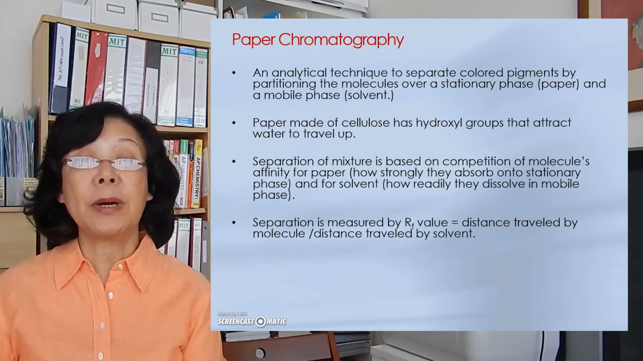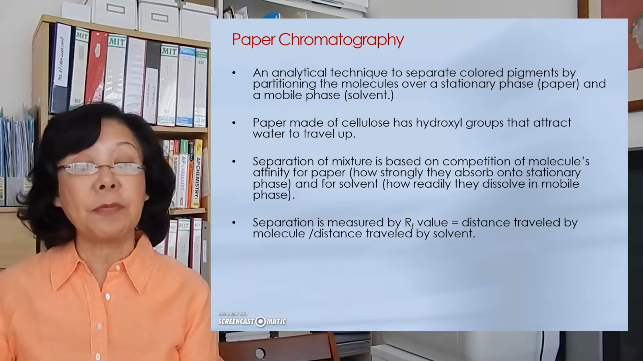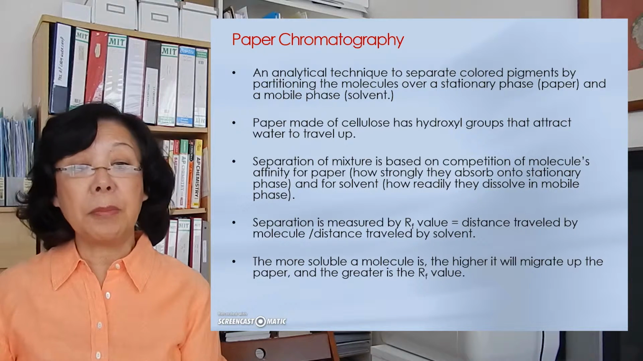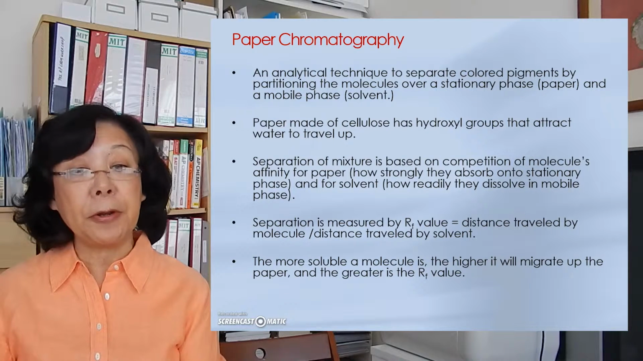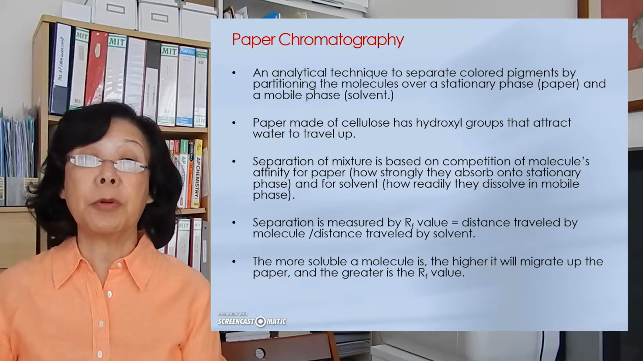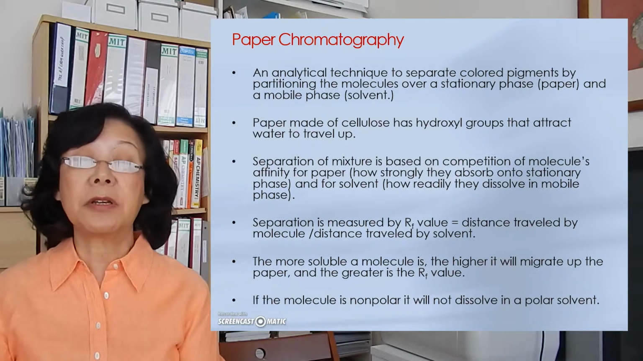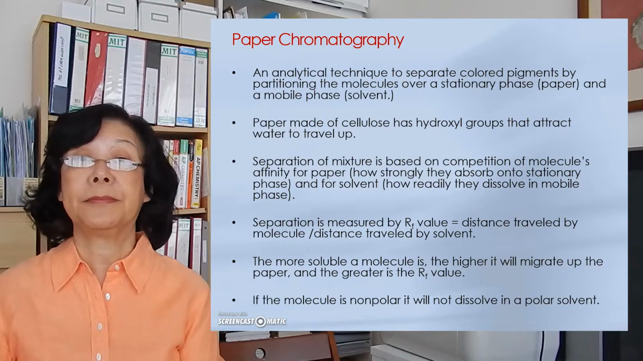Separation is measured by the Rf value, which is a ratio of the distance traveled by the molecule to the distance traveled by the solvent. The more soluble a molecule is in the solvent, the higher it will migrate up the paper with the solvent, and therefore the greater the Rf value. If the molecule is nonpolar, then it will not dissolve in a polar solvent.